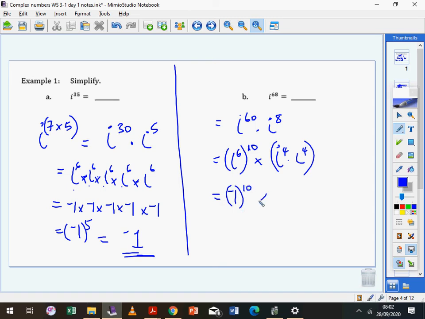I to the power of 4 is positive 1, that is happening twice. So negative 1 to the power 10 is 1, and positive 1 to the power 2 is 1. So I end up with 1. I hope this helps.